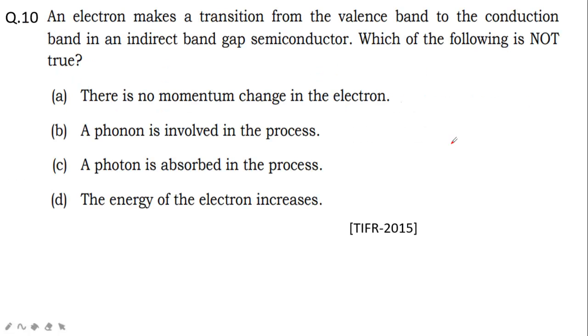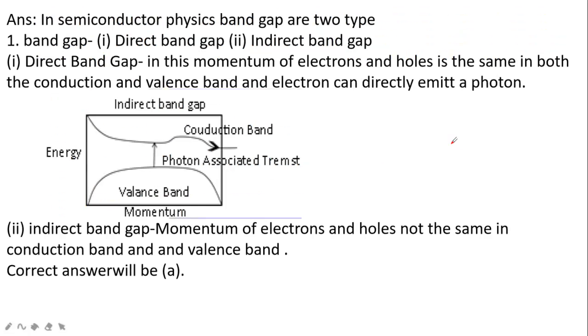Question number 10. An electron makes a transition from the valence band to the conduction band in an indirect band gap semiconductor. Which of the following is not true? This question is from TIFR 2015. What the question is saying is that an electron is making a transition, moving from the valence band to the conduction band, and we are talking about an indirect band gap semiconductor. There is a semiconductor, but it has an indirect band gap. So we can conclude the option by this theory.